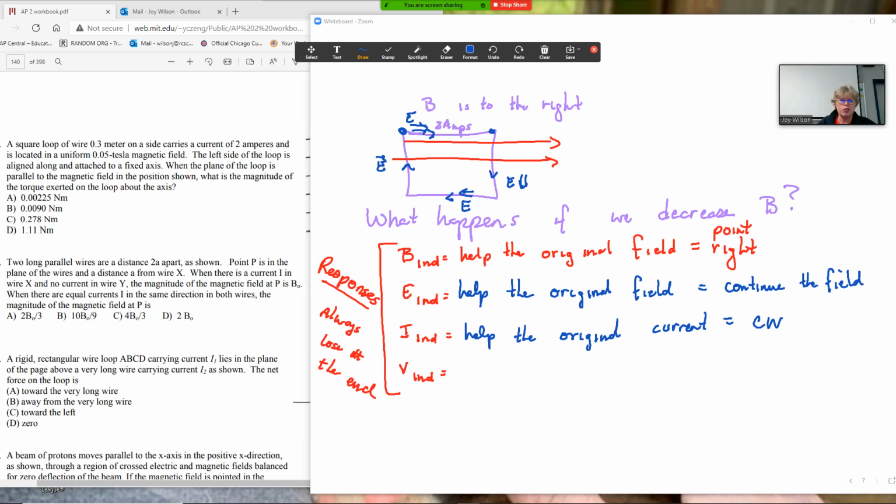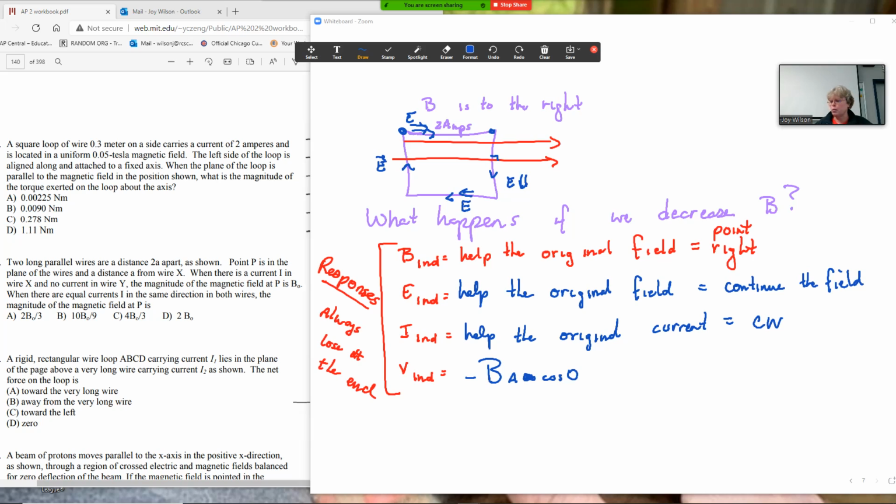And then the voltage is actually just literally, in this case, we would have a bigger B in our original area, and our orientation is the wires are perpendicular to the field. This is a right angle. So this is cosine 0. I know that's weird. It's a right angle, but it's cosine 0.